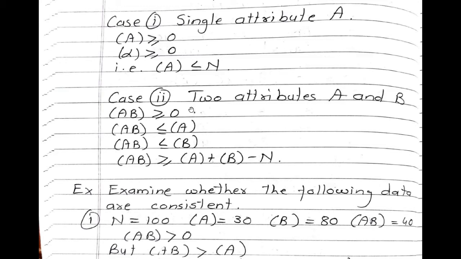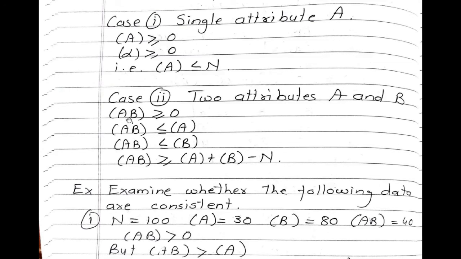Second case, for two attributes A and B. The first condition is AB must be greater than or equal to 0. AB must be less than or equal to A. AB must be less than or equal to B. AB must be greater than or equal to A plus B minus N. So these are the 4 conditions to be satisfied.